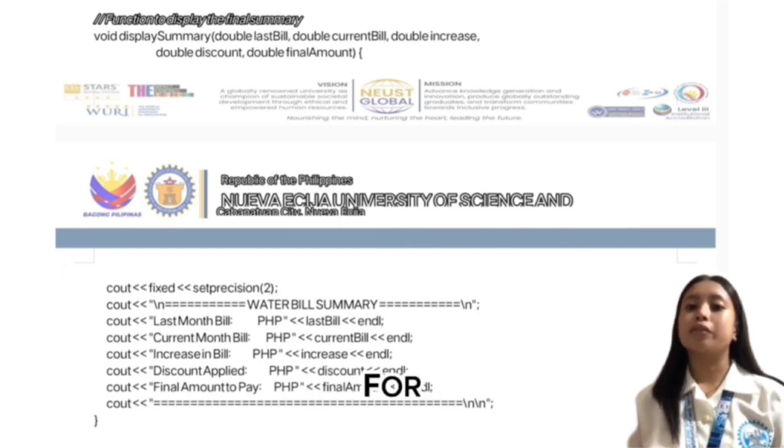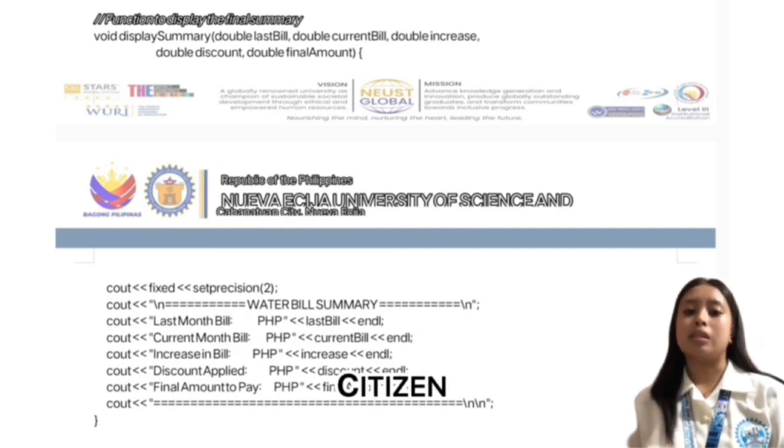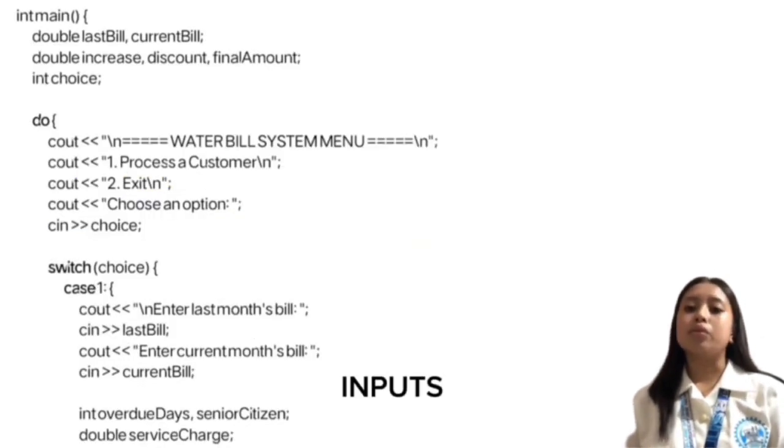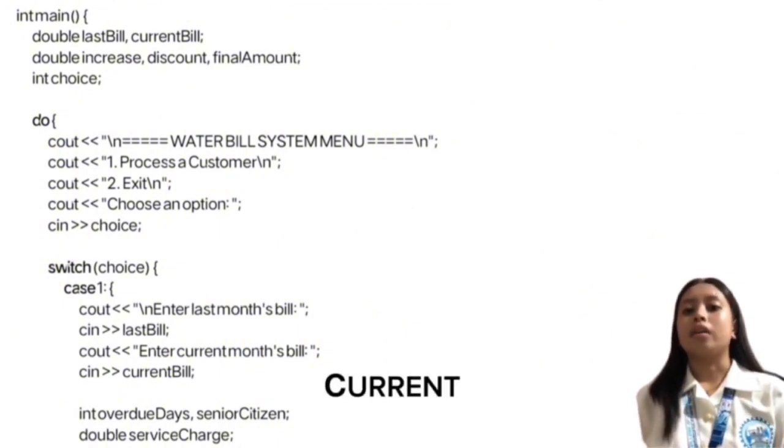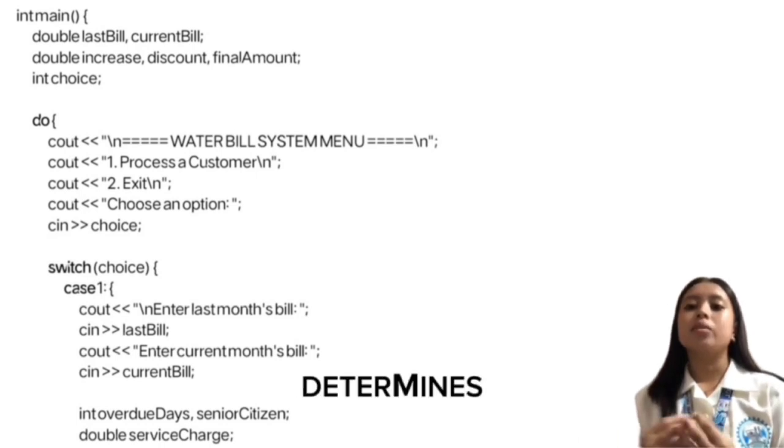It first asks for the last month bill, followed by the current month bill. After that, the program asks for the number of overdue days and whether the customer is a senior citizen. Once all the inputs are collected, the program calculates the increase in the bill by subtracting the previous amount from the current amount.